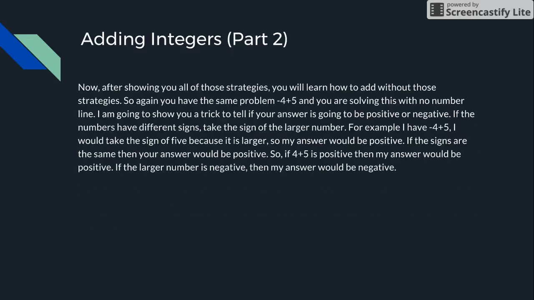Now, after showing you all those strategies, you will learn how to add without those strategies. So again, you have the same problem, negative 4 plus 5, and you are solving this problem with no number line. I'm going to show you a trick to tell if your answer is going to be positive or negative. If the numbers have different signs, take the sign of the larger number. For example, I have negative 4 plus 5. I would take the sign of 5 because it's larger, so my answer would be positive. If the signs are the same, your answer would be positive, so 4 plus 5 is positive. If the larger number is negative, then my answer would be negative.